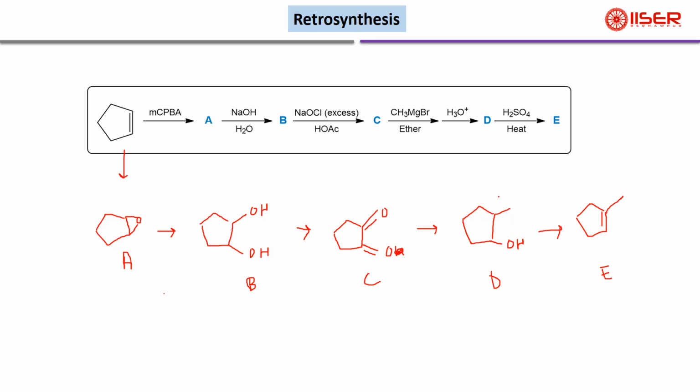In the next step, if you add Grignard, it will be OH and there will be a methyl group here. Okay. In the next step, if you have H2SO4, there is a proton here. So at this place there is a double bond. In a similar way, there will be a double bond here. Thank you for noticing this. That's why here NaOCl will act as an oxidizing agent.